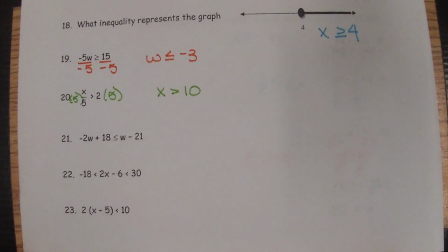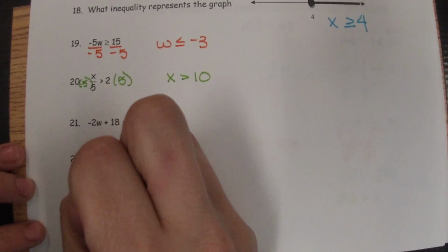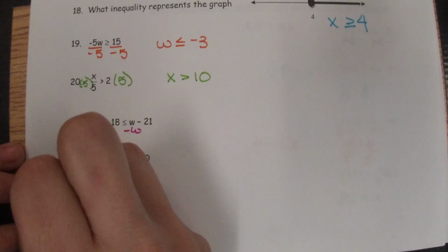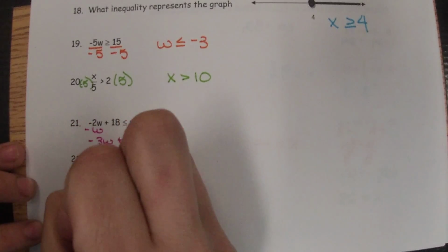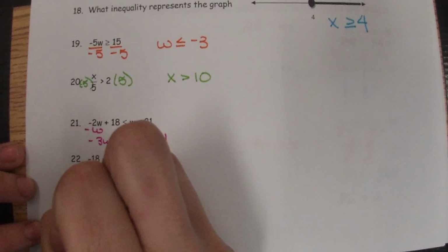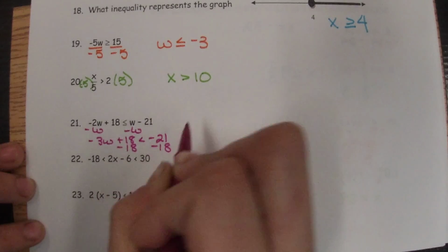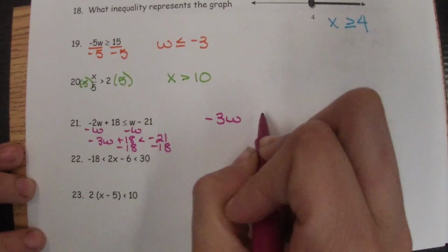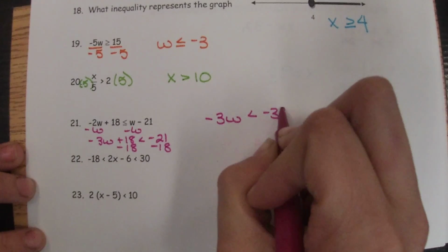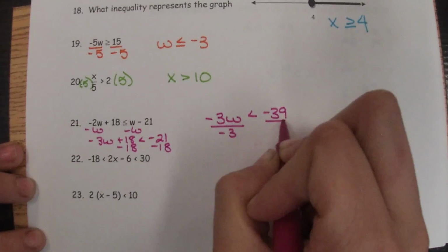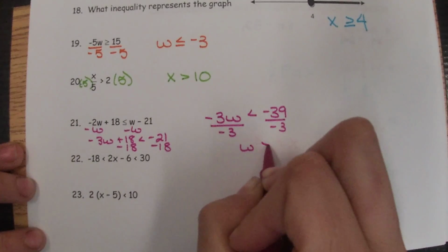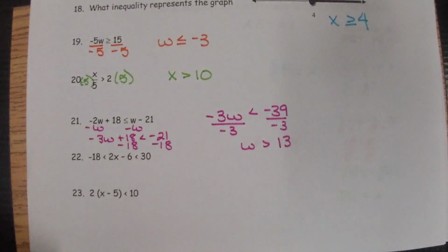Number 21, our variables are on opposite sides. You could move either direction. Subtract the 18. We'll say negative 3w is less than negative 39. We are dividing by a negative here, so that is a reason to flip the sign.